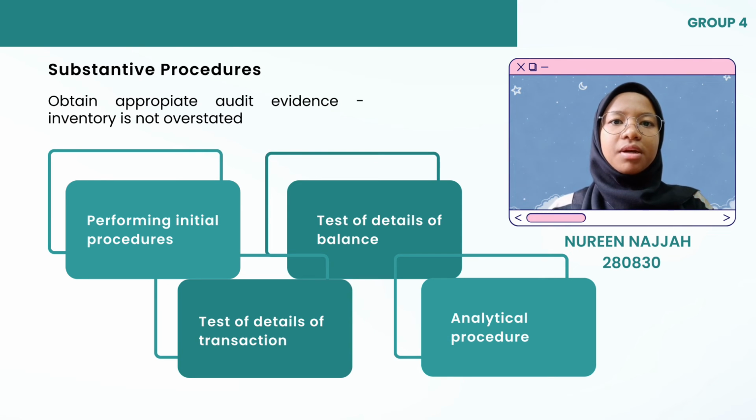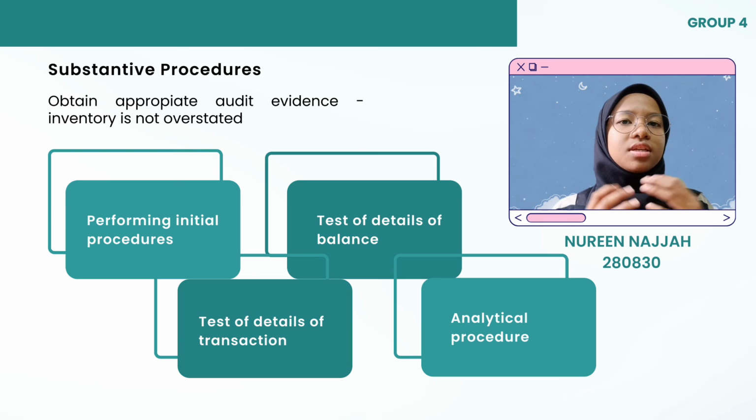It can be done by performing an initial procedure, test of details of balance, analytical procedure, and test of details of transaction. For example, initial procedure can be applied on inventory balance and further testing like tracing the opening balance to prior year's working paper. For the test of details of transaction, the auditor can test the entries in inventory record to and from supporting documentation. Other than that, test of details of balance, such as observing the entity's physical inventory count.